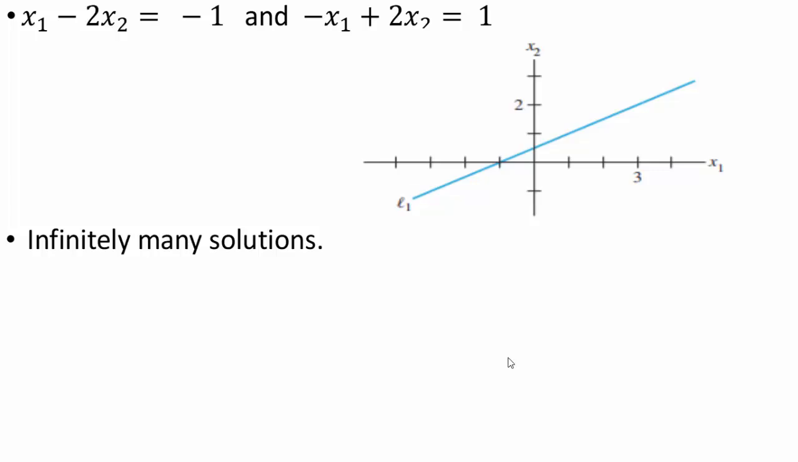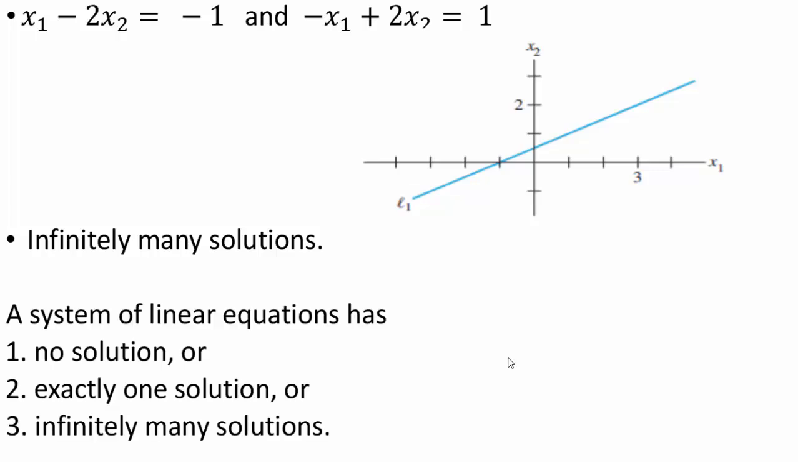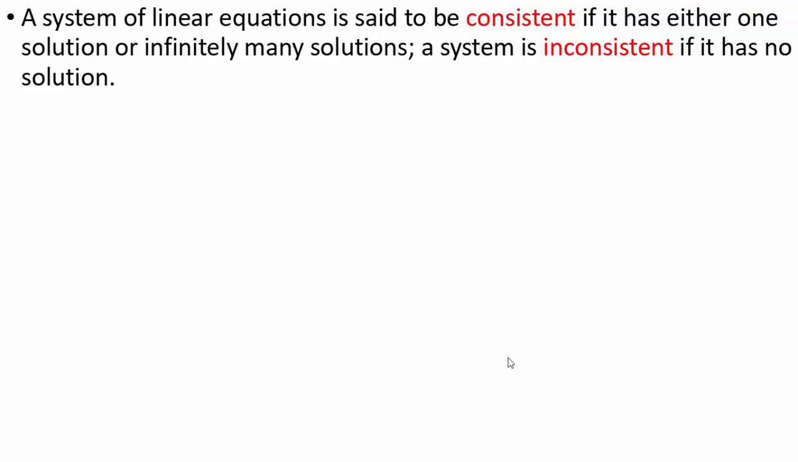And if both lines coincide with each other, then we can say that the system of equations has infinitely many solutions. From this, we can conclude that a system of linear equations has either no solution or exactly one solution or infinitely many solutions. Now, when shall we say the system is consistent or inconsistent? A system of linear equations is said to be consistent if it has either one solution or infinitely many solutions.